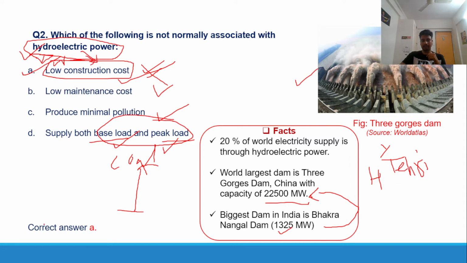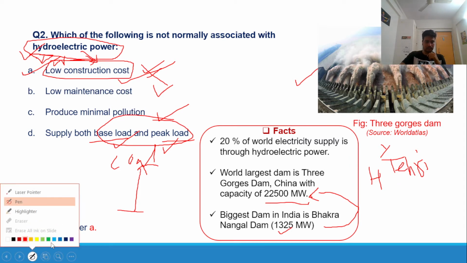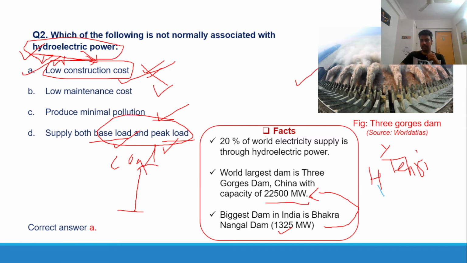The Hirakud Dam is, let me change the color so that it's more visible. The longest dam in India is Hirakud Dam. It is situated on the Mahanadi river, you need to check the river name. This is the longest dam. The biggest dam is Bhakra Nangal, and the highest dam is Tehri.